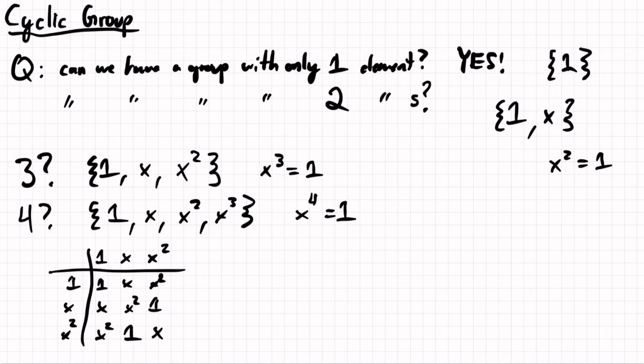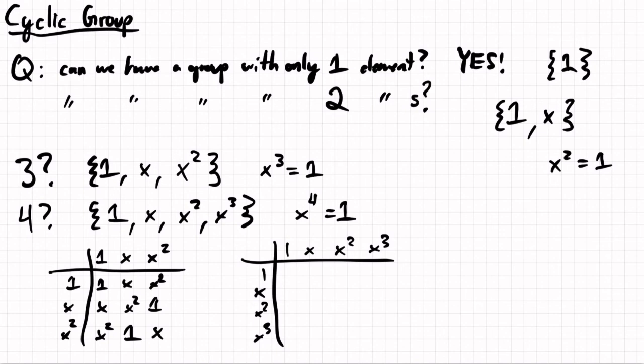And you can try making a multiplication table for this group with 4 elements. 1, x, x squared, x cubed, 1, x, x squared, x cubed. I'll let you fill this in if you want to. It's not too hard. It's very, very similar to the other one.